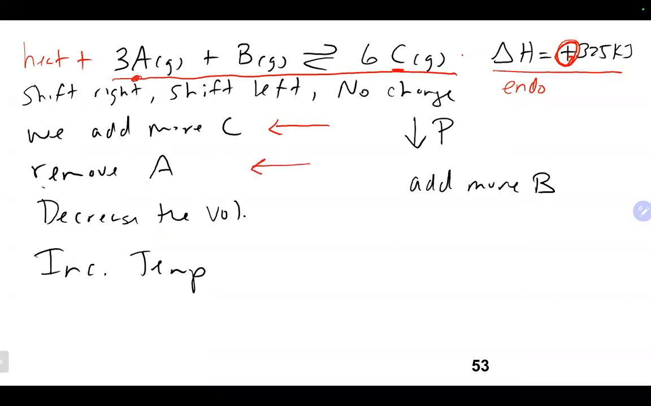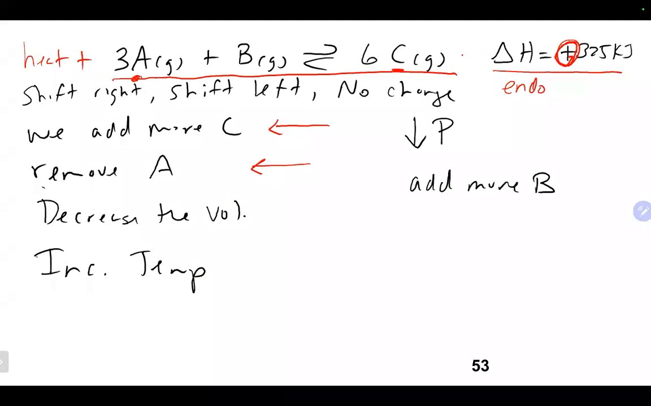The idea here is if we added more C, for example, we have more products. More products means they're going to be able to react with each other faster, and that's basically going to kick off the reverse reaction going to the left. When we remove A, which is a reactant, A is depleted, so we kind of have to fill the hole back up. So we need to go towards it. That's why, again, it shifts towards the side we remove it from.